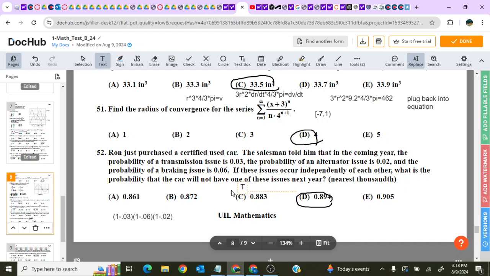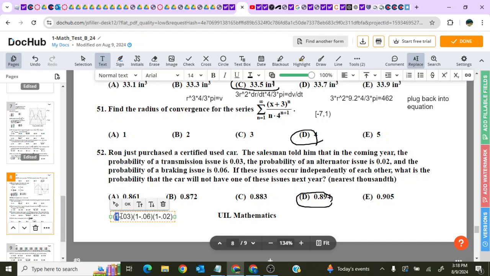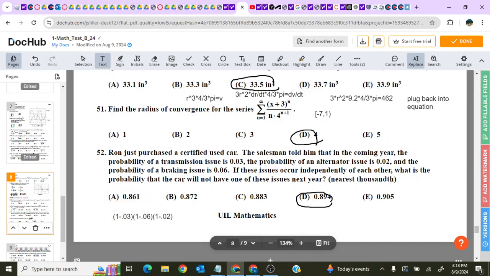Well, the probability that something doesn't happen is 1 minus the probability that it happens. So 1 minus 0.03 times 1 minus 0.06 times 1 minus 0.02 gets you a value of 0.894.